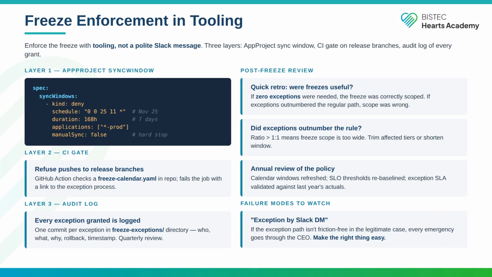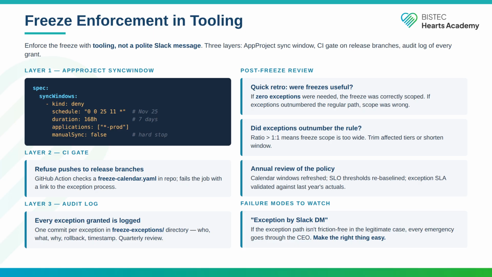Enforce the freeze with tooling, not a polite Slack message. 3 layers: app project sync window, CI gate on release branches, and an audit log of every grant. Layer 1, app project sync window. The example shows a deny window for the last week of November, 168 hours, all production apps, manual sync set to false so the freeze is a hard stop. Argo CD will refuse to sync applications into the affected clusters during that window. The freeze is enforced by the deployment platform itself, not by a policy document.